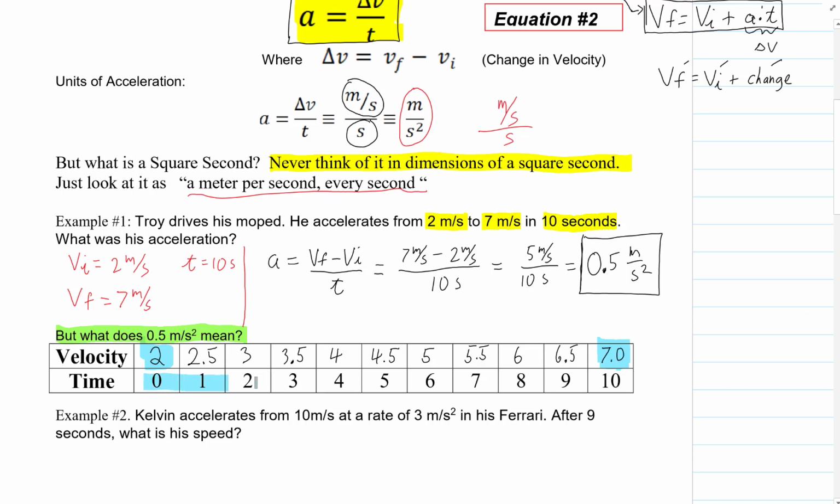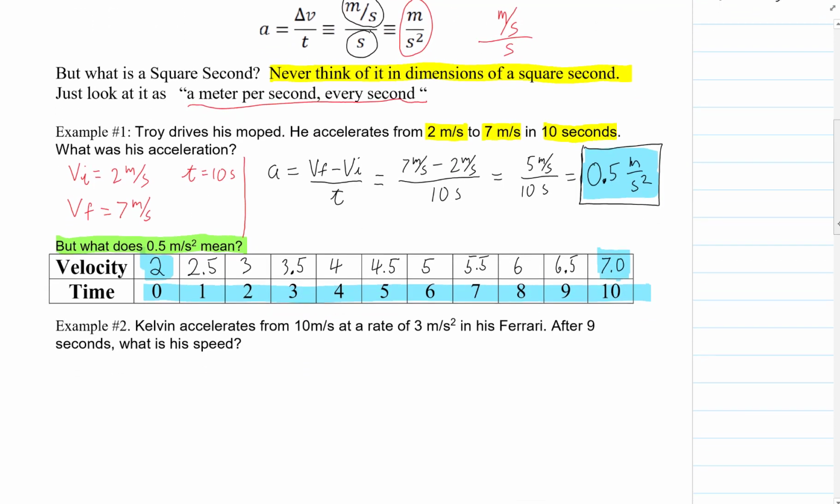And what else is given? This timeline. We just had to figure out how it changed every second. And that's what we calculated. That was the answer for this question, 0.5 meters per second every second. That's how fast the velocity changed every second. Great example.